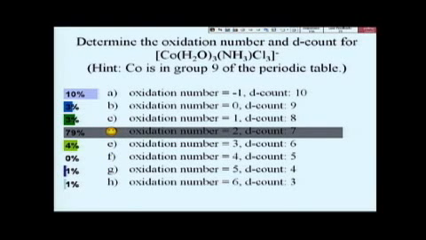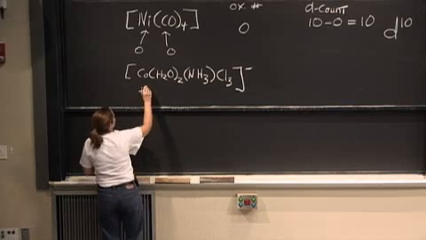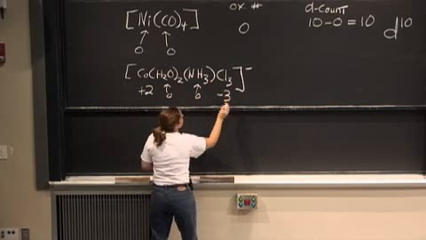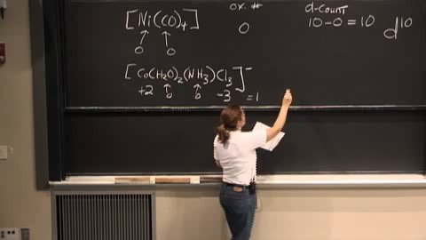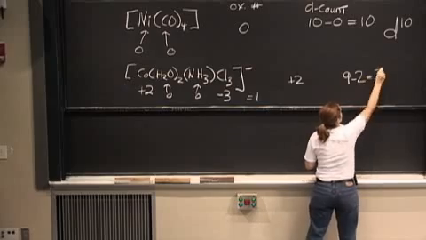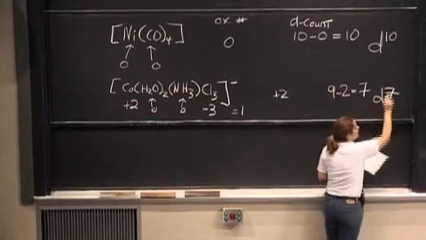So that's right, we should have a charge of +2 here. This is 0, 0, minus 3, overall minus 1. So we have a plus 2 state. We have 9 minus 2, which is 7, and it's a d7 system.